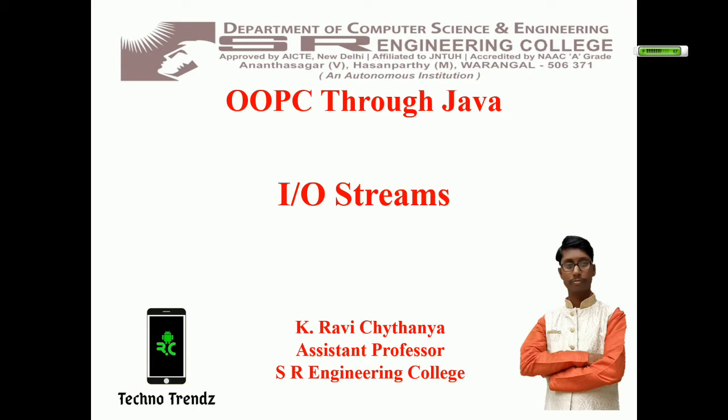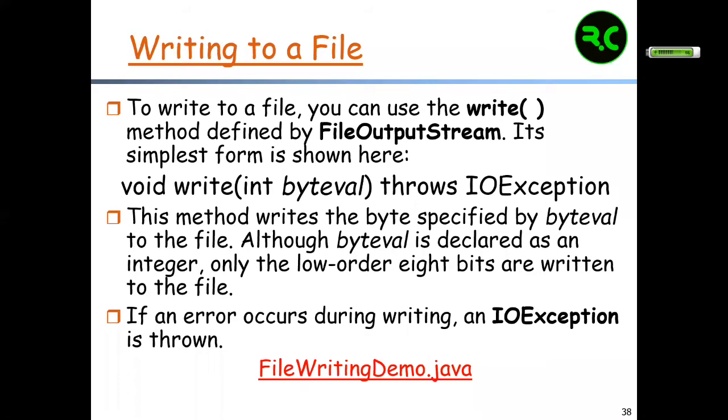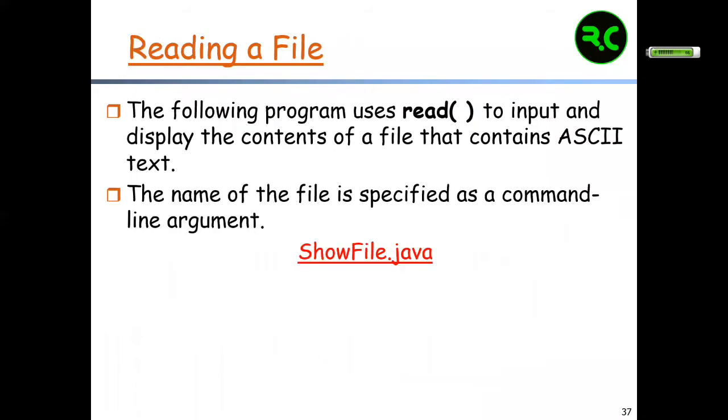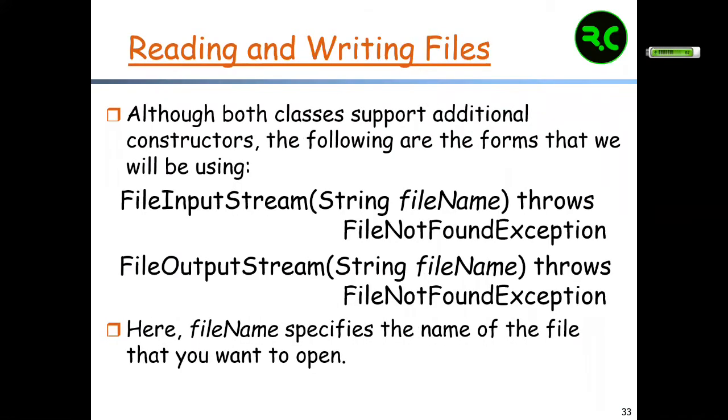Today we are going to learn a concept on IO streams. Welcome to today's topic. Yesterday we have seen how to read the file using the read method of the file input stream and file output stream. So we are going to look at how to write today.